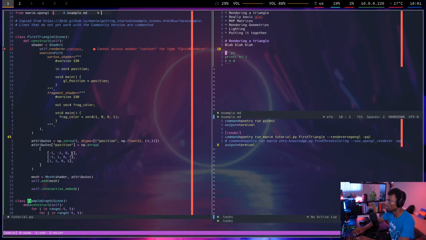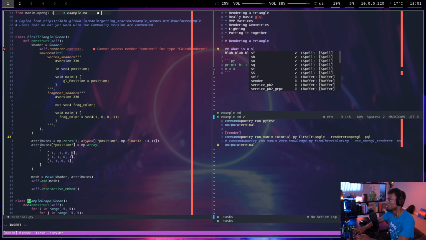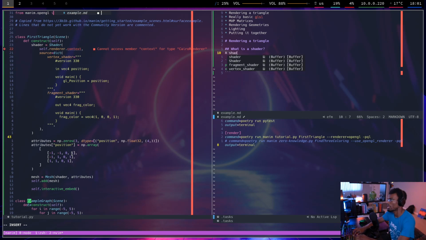So I'll just write up how I want to go about this. Probably the definition of a shader. Question, what is a shader? A shader is a program that runs on a GPU.